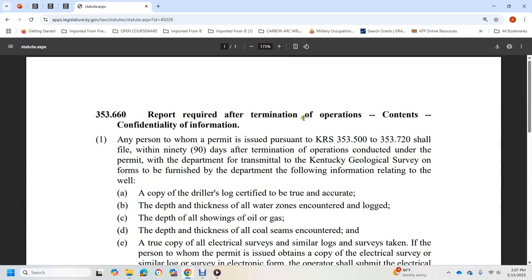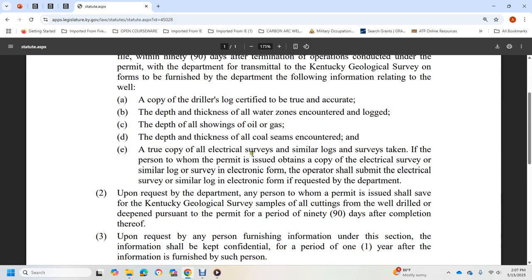Alright, 353.660. Report required for termination of operation, contents, confidential information. Any person who has a permit issued pursuant to Kentucky Revised Statute 353.500 to 353.720 shall, within 90 days of the termination of operation conducted under the permit, transmit to the Department, with the Kentucky Geological Survey, in a form furnished by the Department, the following information: a copy of the drill log certified as true and exact, with the depth and thickness of the well waters encountered, the deep, all showing the oil and gas depth, the thickness of all the coal seams encountered, a true copy of the electrical survey, similar log survey taken by the person with the permit issued, obtained with a copy of the electrical survey, similar log survey, electrical form. The operator shall submit the electrical survey, similar log, electric form as requested by the department.